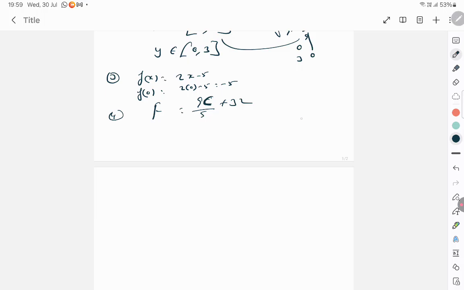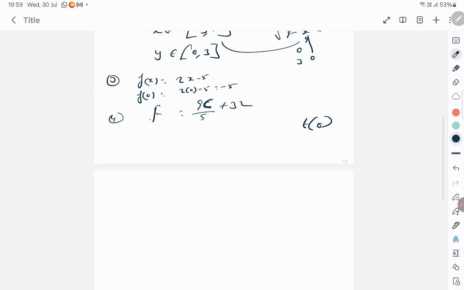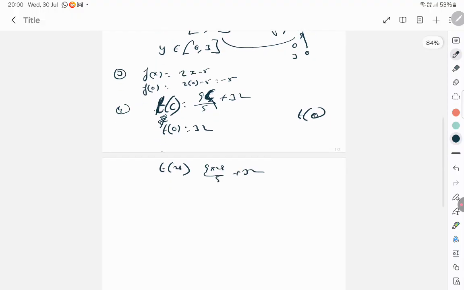They're asking you temperature at 0. They've given Fahrenheit as some T of C, which is basically Fahrenheit. T of C, when T of 0 means in the place of C you'll substitute 0. So T of 0 itself is just 32. Then they ask me T of 28. So in the place of C, you can substitute 28, 9 into 28 by 5 plus 32. Like this, you can go on with your answers.